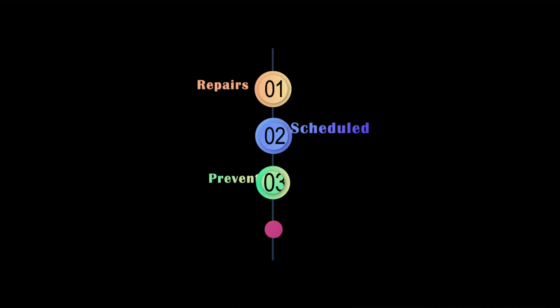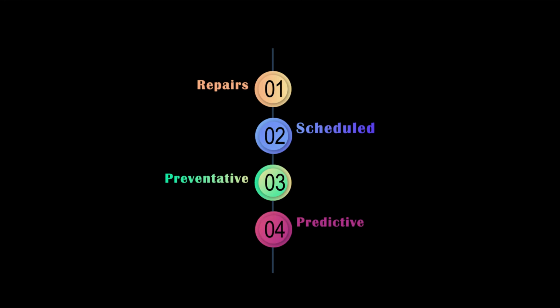Let's look at each of the 6 big losses for OEE in more detail. Breakdowns. As you might imagine, when a machine is not running, it's not producing. There are a handful of types of maintenance to prevent breakdowns. Repairers, scheduled maintenance, preventative maintenance, and predictive maintenance are the most common. Maintenance can be done by the operator or by dedicated maintenance teams.